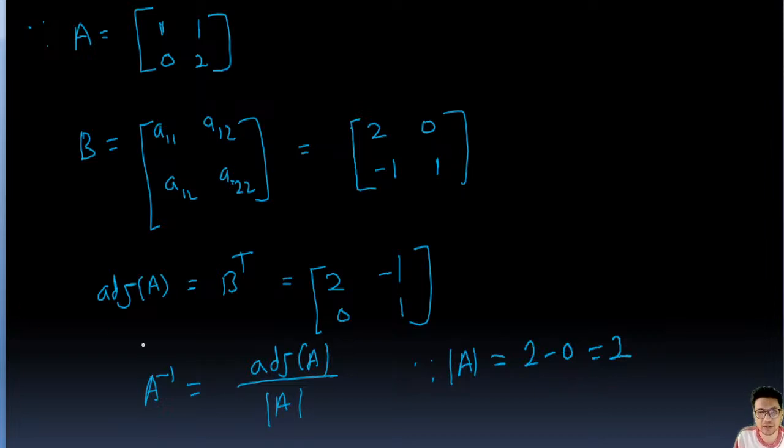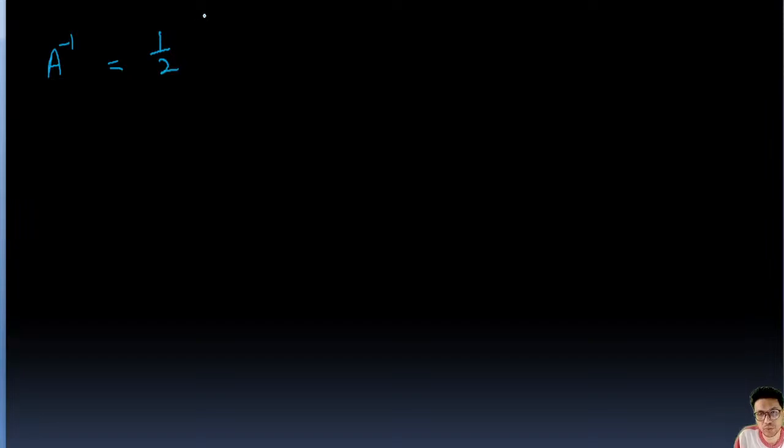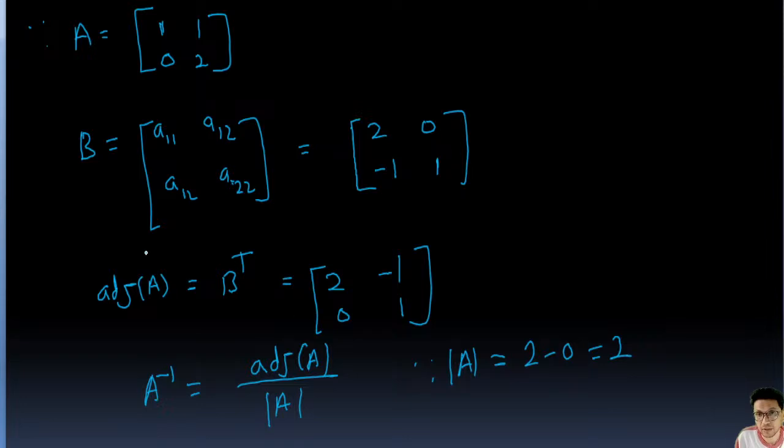So this is the determinant. Now we'll put the value. A inverse is going to be the adjoint of A, this matrix, upon the determinant of A. The determinant of A is 2, right? So this is going to be 1 by 2, and then the matrix is this one.